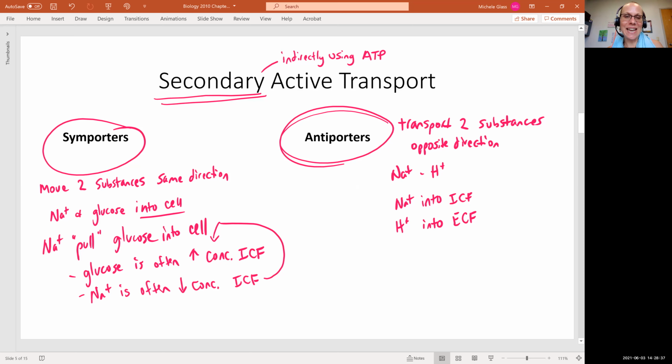So again, it's a little bit of cheating, because all of this secondary active transport is indirectly using the ATP because it's dependent on the activity of that sodium potassium exchange pump. So this adds another layer of the significance of that sodium potassium exchange pump.